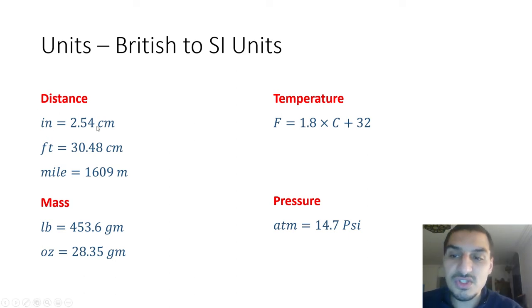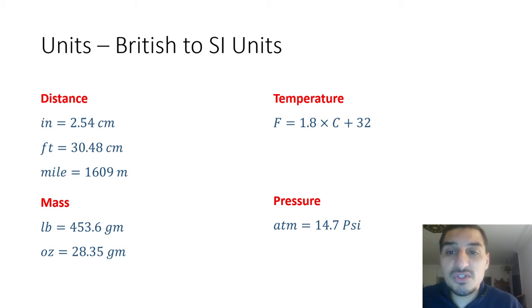So for instance, an inch is 2.54 centimeters. It's not 2.5, it's 2.54. The foot is 30.48. It's not 30.5, it's 30.48. The mile is 1,609 meters. Why 9? I don't know, but it could be 1,600 only, but you have to add something difficult here. The pound is 453.6 grams. It's not 500, not 45 or 450. It's 453.6. The ounce is 28.35. The Fahrenheit is 1.8 Celsius plus 32. The atmosphere is 14.7 psi, not 15.